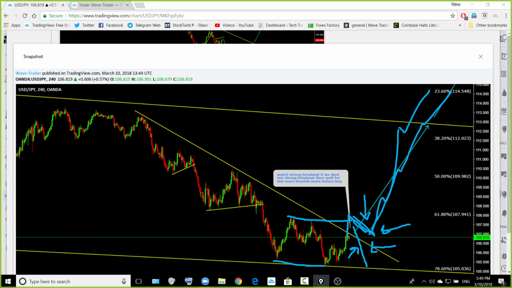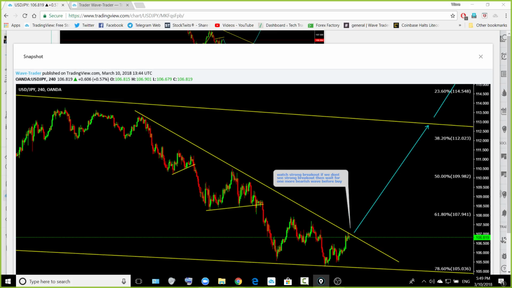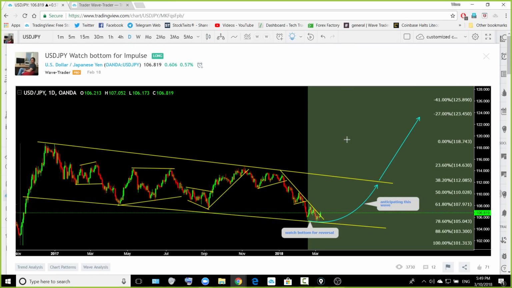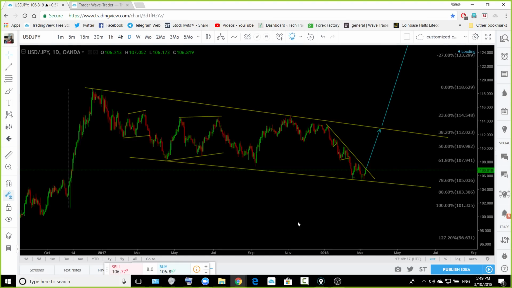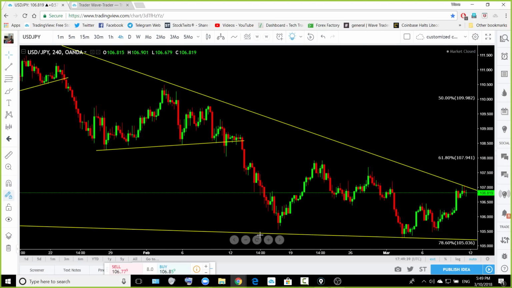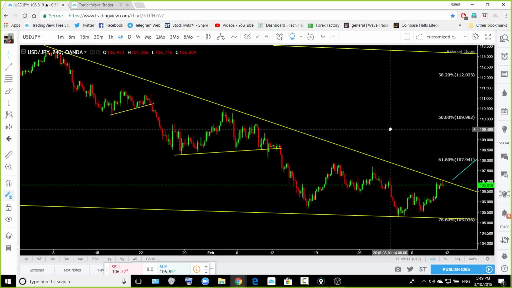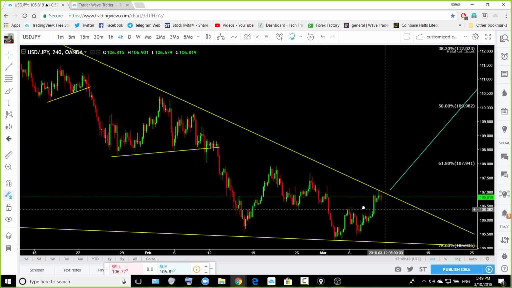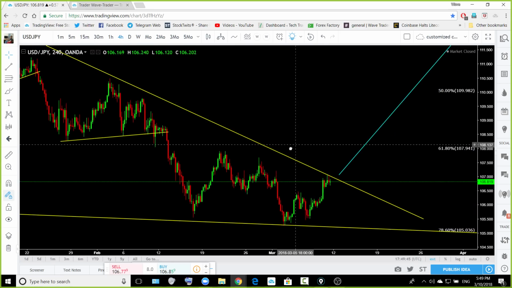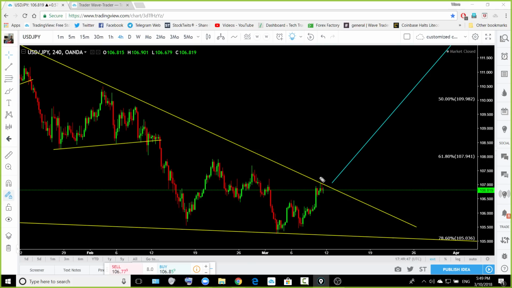All right, so next week most likely you need to look for upside rather than looking to sell on the dollar yen, because a Fed decision is due on the 21st of March. So we're going to see some strength on the dollar yen.